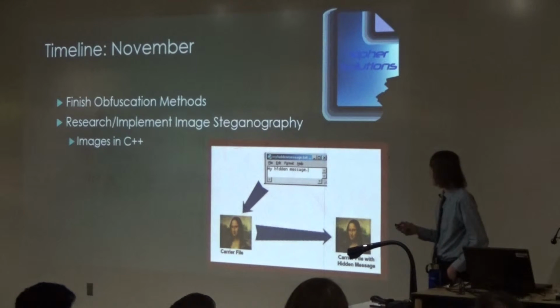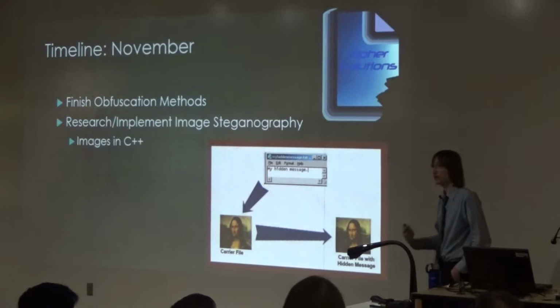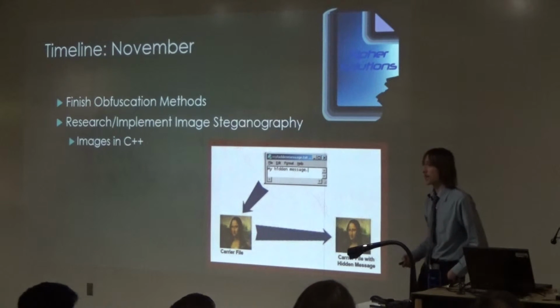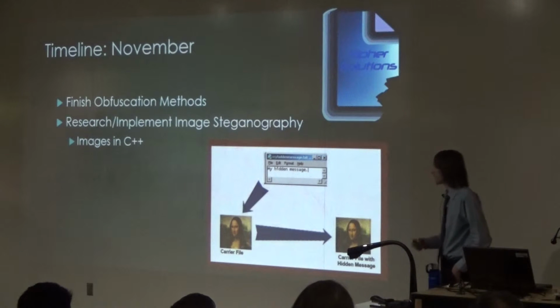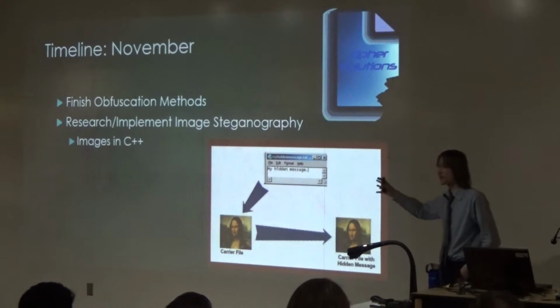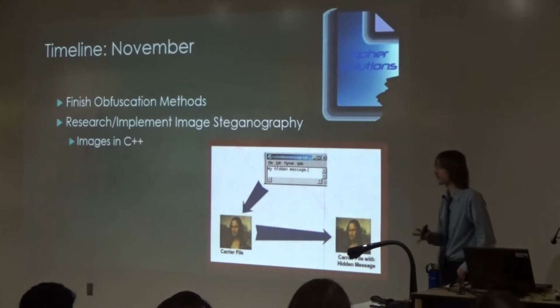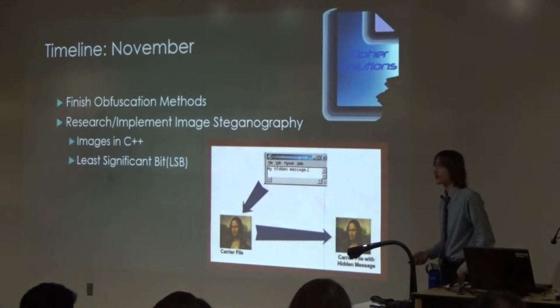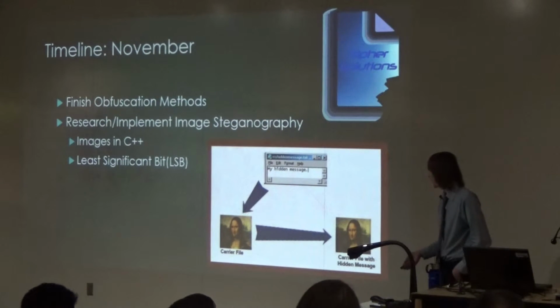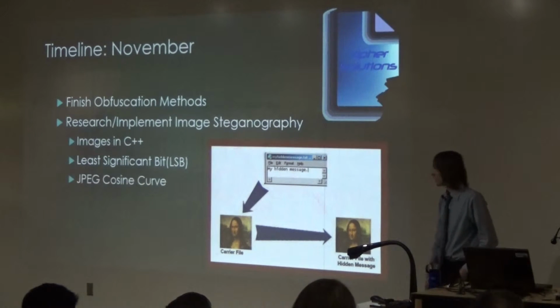And then another part of research and implementation of image steganography is understanding the libraries which I have at my disposal in C++ to manipulate images. And steganography, once again, is just taking data and storing it in a place where you least expect it. And an image is a pretty good place for that, and that's where I started. So at first, I was looking at least significant bit steganography. I'll talk a little bit more about that in the next slide, as well as JPEG cosine curve steganography.